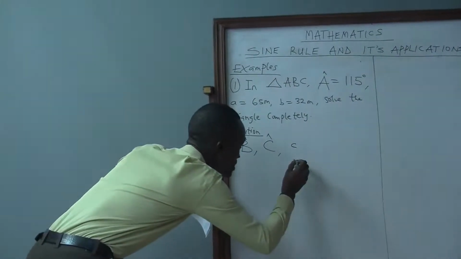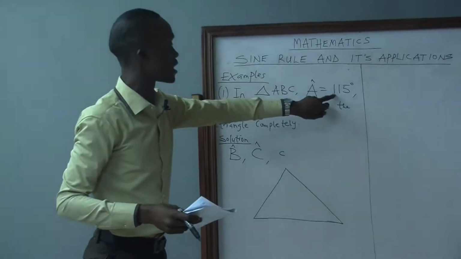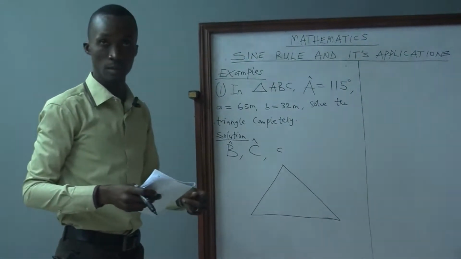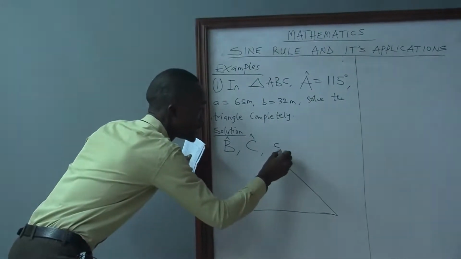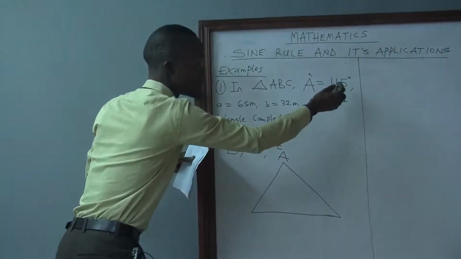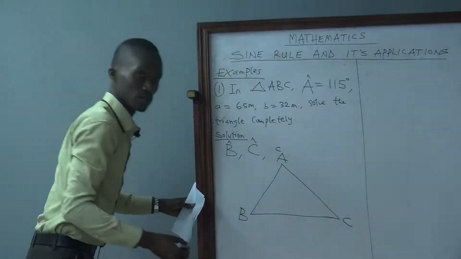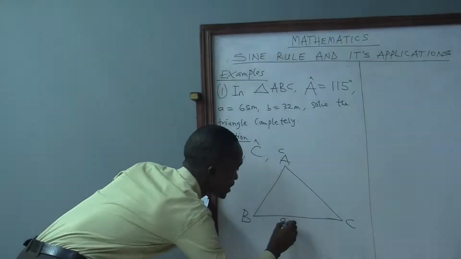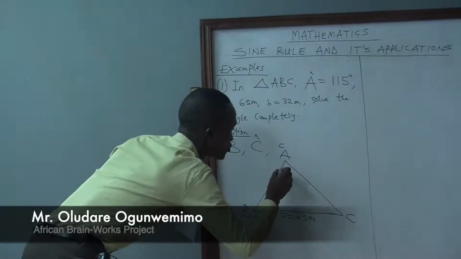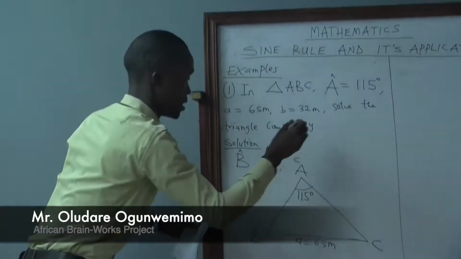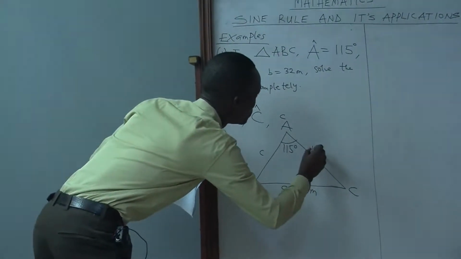These are the three things we need to get to solve the triangle completely. So the first thing we do is we make a sketch of the triangle. Looking at this angle, it is more than 90 degrees, it is 115 degrees, and we need to show that in our triangle. So I will label this vertex A, because this angle A, 115, is more than 90. Then I will label this one B, and this one C. The side facing A is small a, which is given as 65 meters. The side facing angle C is small c, and the side facing angle B is small b, that is 32 meters.